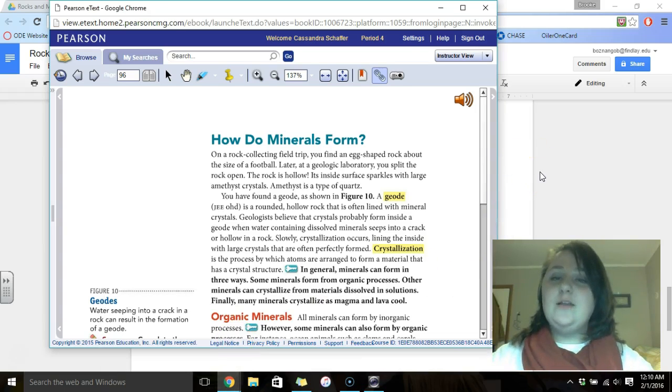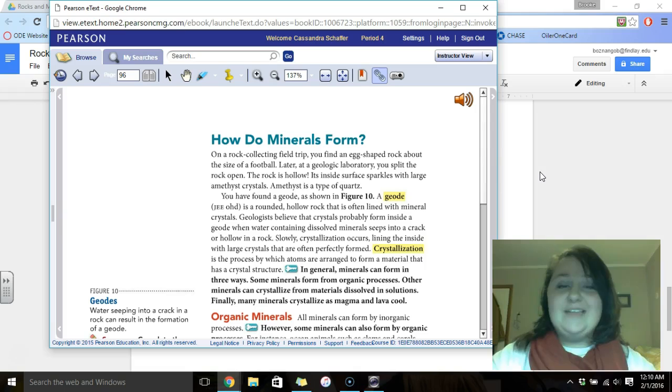On a rock collecting field trip, you find an egg-shaped rock about the size of a football. Later, at a geological laboratory, you split the rock open. The rock is hollow. Its inside surface sparkles with large amethyst crystals. Amethyst is a type of quartz. You have found a geode, as shown in figure 10. A geode is a rounded, hollow rock that is often lined with mineral crystals.